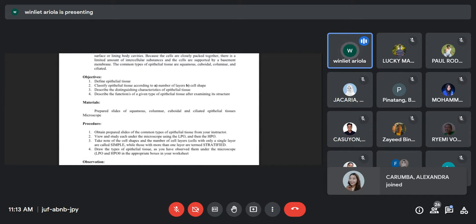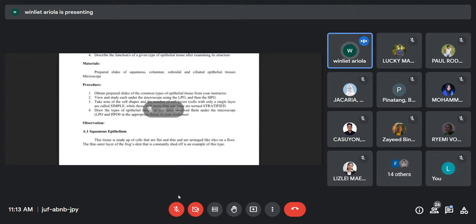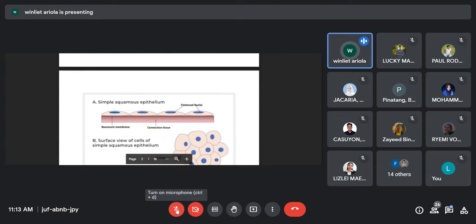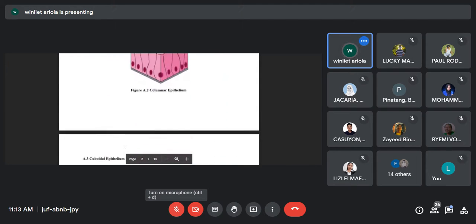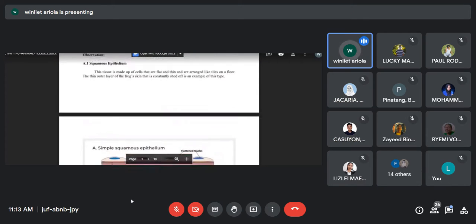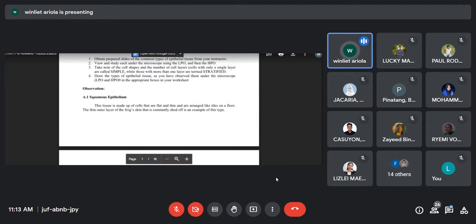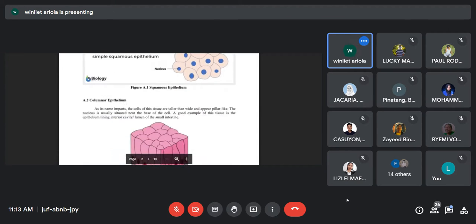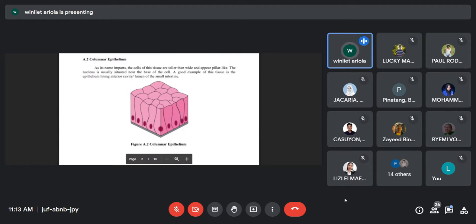So, when we say epithelial tissue, it can be divided into what are the different types? We have the squamous, columnar, cuboidal, and ciliated. Okay? So, tandaan nyo lang to ha, basahin nyo what is the meaning of squamous. So, di ba, tile-like, thin, and flat. And when we say columnar, ito mataas, taller, and wide, and its nucleus is malapit sa base, no?